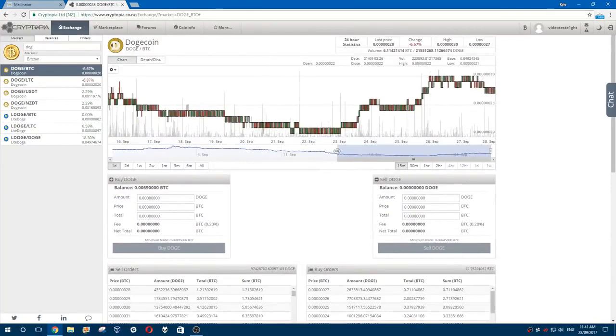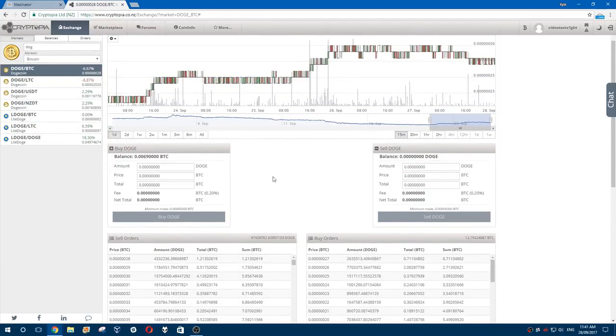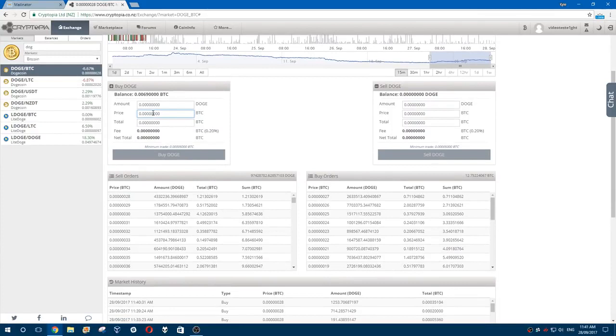Okay, so after this we've got buy and sell. What this means is what it says. If you want to buy Doge, you just type in the amount of Doge you want and the price that you want to pay in Bitcoin, and then here it will say the total amount of Bitcoins that you want to spend. But what I like to do is say, I want to buy 0.006 Bitcoins worth of Doge. So you put in the price per Dogecoin that you want to pay. So let's see, I want to pay 26 satoshis.